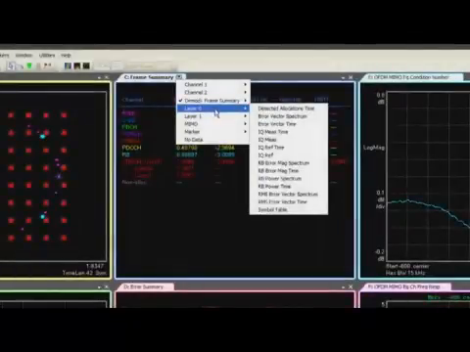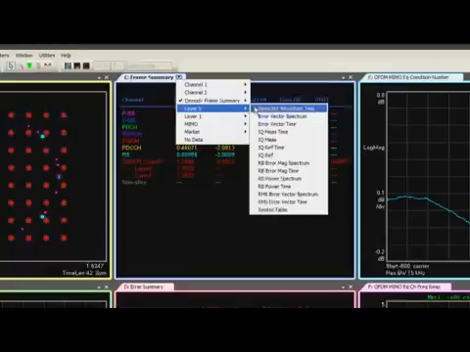A wealth of information is also available on a per-layer basis. Again, in a 4-channel measurement, the 3rd and 4th layers would also be available in this menu. Results can be summarized over the entire frame or sorted by resource block.